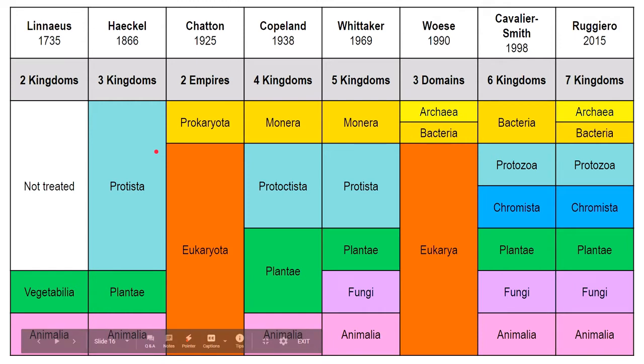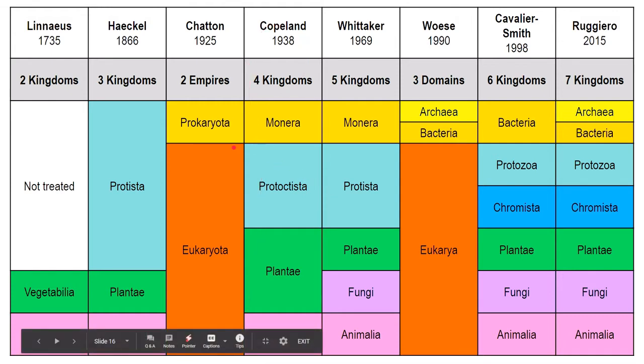In 1925, Chatton proposed a two-empire system. There are two empires in his classification, Prokaryota and Eukaryota. If you still remember our lesson on cells, prokaryotes are organisms that do not possess a distinct nucleus in their cells, while eukaryotes have a nucleus in their cells. It changed further. In 1938, Copeland proposed a four-kingdom system, wherein he changed the term for Prokaryota into Monera, kept Animalia and Plantae, but proposed a different term for Protista, Protoctista. So in 1938, we had a four-kingdom system.